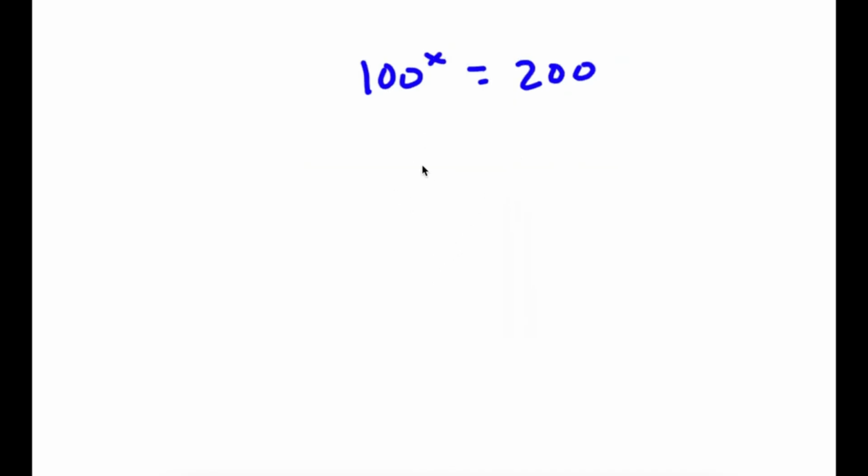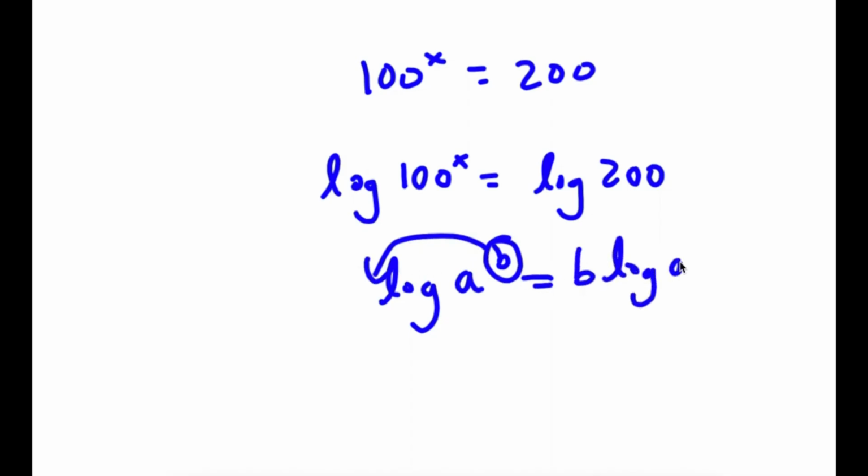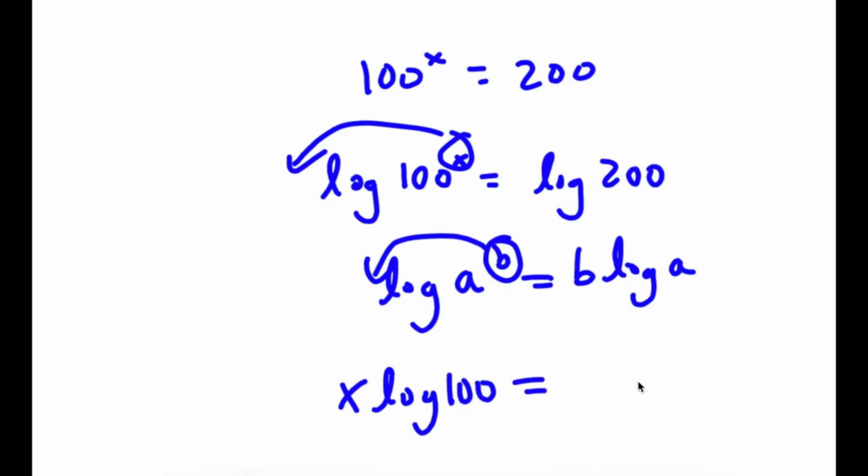Alright, so in this problem, I have 100 to the power of x is equal to 200. So to solve this, I'm going to first take the log on both sides. So now I have log of 100 to the power of x is equal to log 200. Now, if I have something in the form log a to the power of b, I can move this exponent b to the front. So this is equal to b times log a. So in this case, I have log 100 to the power of x, and I can move x to the front. So now I have x times log 100 is equal to log 200.